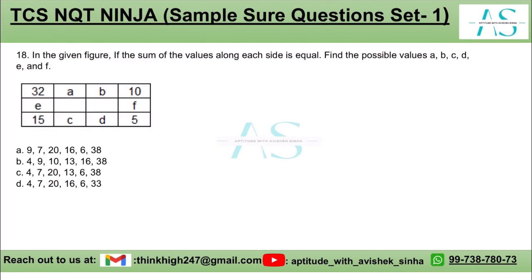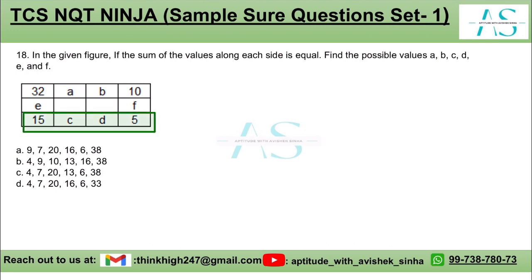In the given figure, if the sum of the values along each side is equal, then find the possible values of A, B, C, D, E and F, and these are in the order A, B, C, D, E, F. I hope this is clear. Now, for these type of question, it is always easier if you pick any 2 sets. All of them are equal. So let me start by picking this one.